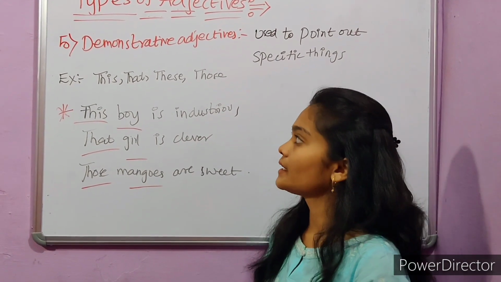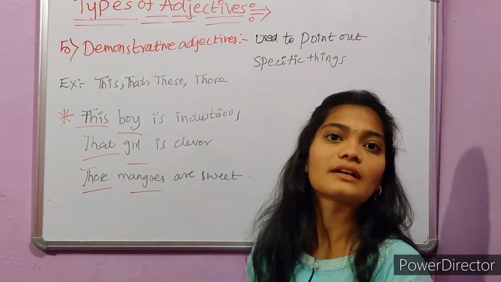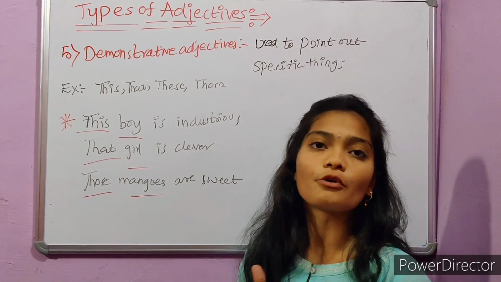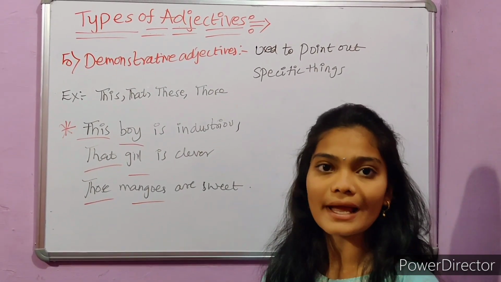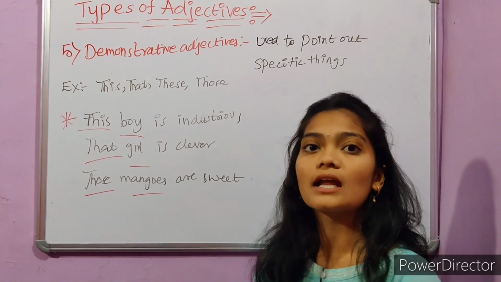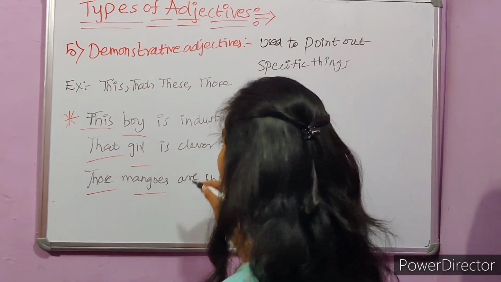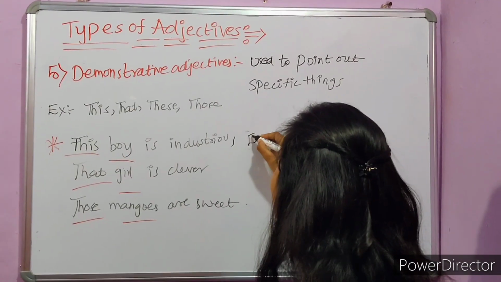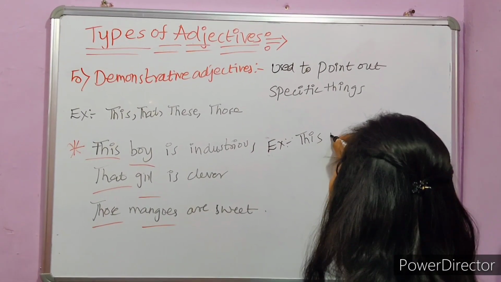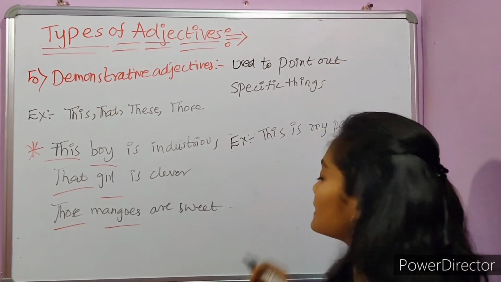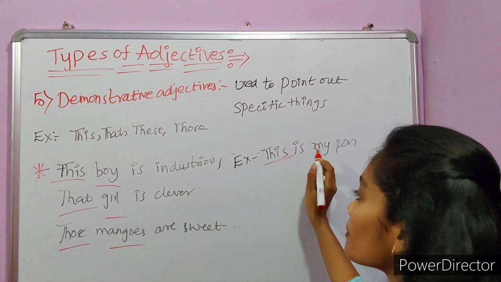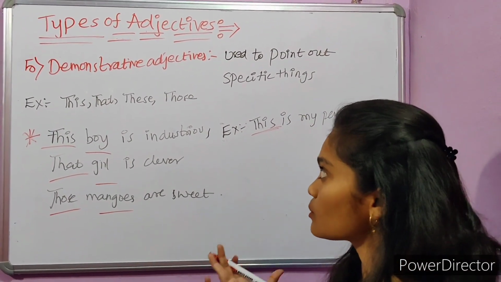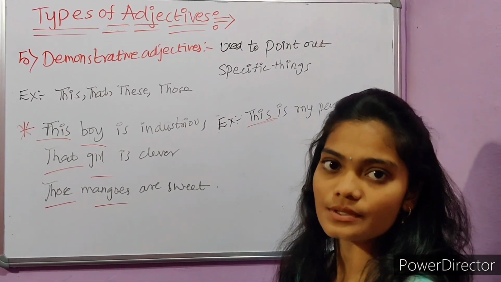You may get a doubt, right? What is the difference between demonstrative pronouns and the demonstrative adjectives? Demonstrative pronouns do not follow by a noun, but the demonstrative adjectives must be followed by a noun. For example, this is my pen. In this sentence, this is not followed by a noun. So, here it acts as a demonstrative pronoun. This is the difference between demonstrative pronouns and demonstrative adjectives.